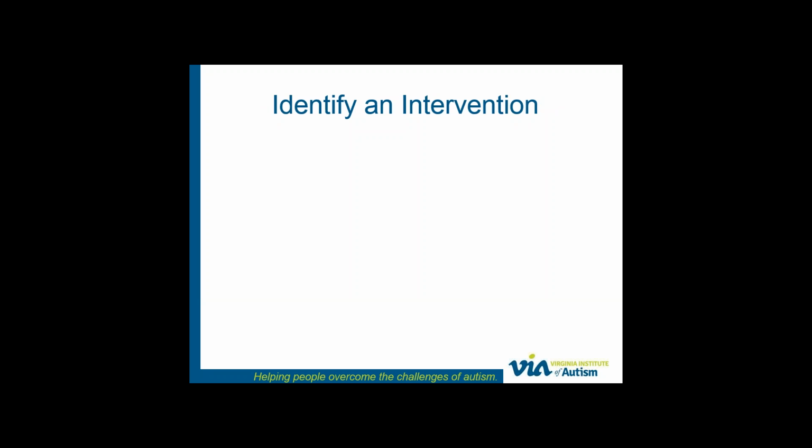So, okay, we'll go back because we're talking about intervention. Once you've determined the purpose of the behavior and why your child continues to have those challenging behaviors, now it's time to identify a function-based intervention. A function-based intervention is a plan that allows the child to get what they want, but for appropriate, desirable behaviors instead of the problem behavior.